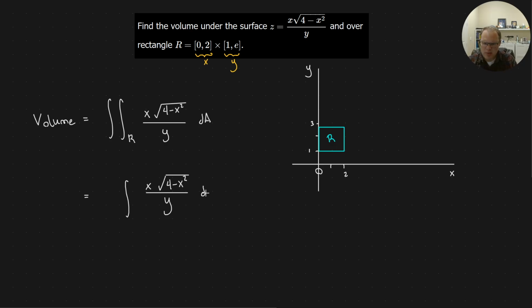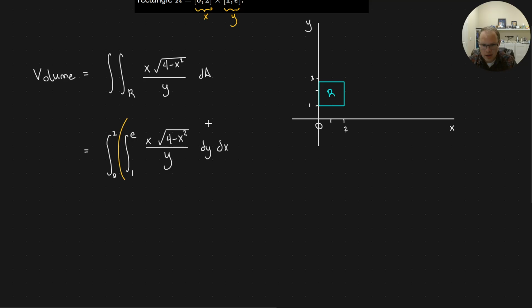So let's integrate with respect to y first. If I'm integrating with respect to y, my boundaries are from 1 to e. That's going to be the inner integral. I'll integrate with respect to y. y will range from y equals 1 to y equals e. I'm going to hold x fixed. And then once I'm done with that, I need to integrate the other variable, so I'll integrate x. The x ranges from 0 to 2, so x equals 0 to x equals 2.